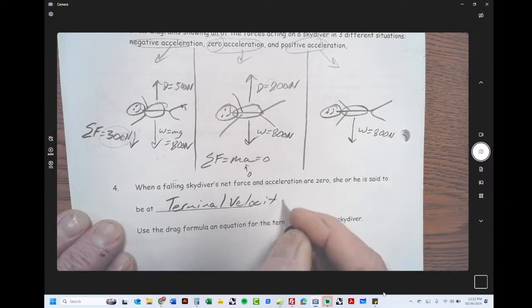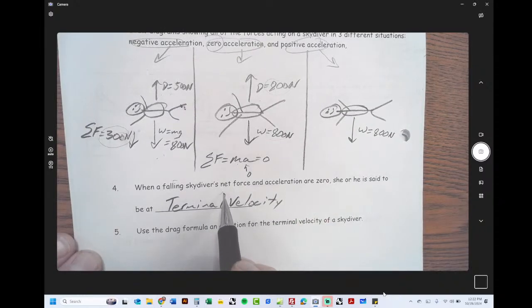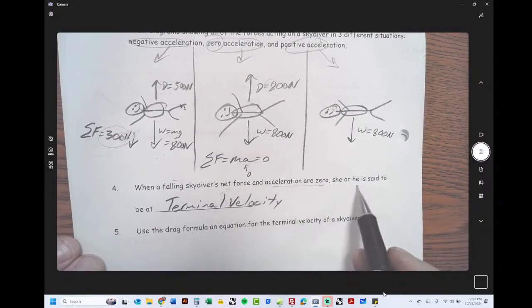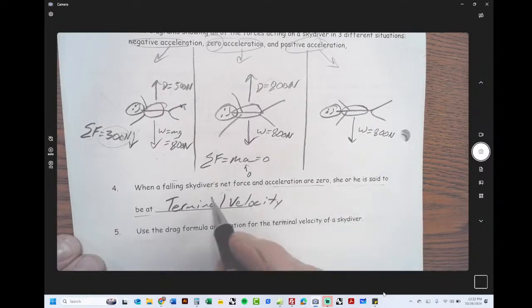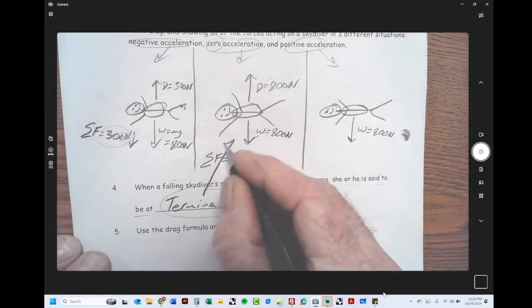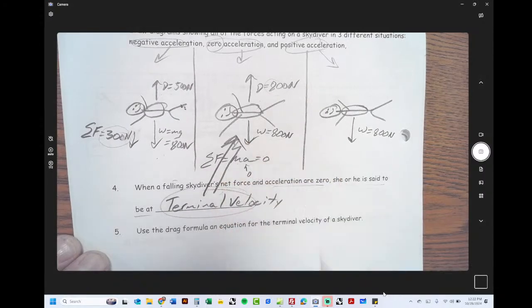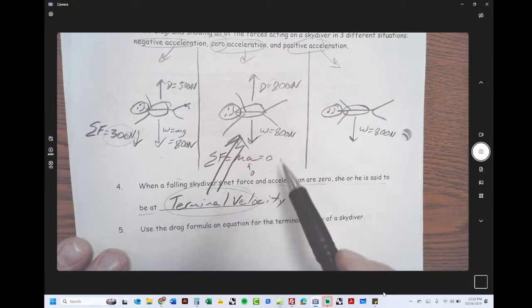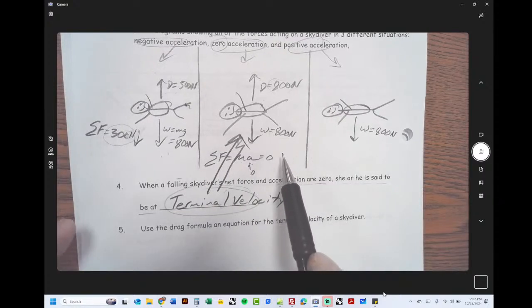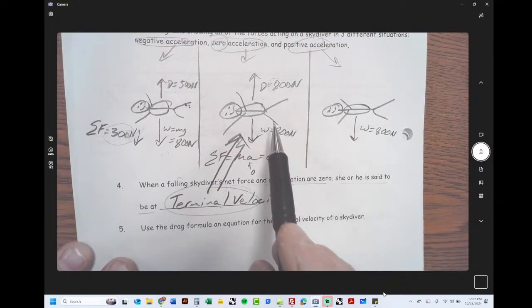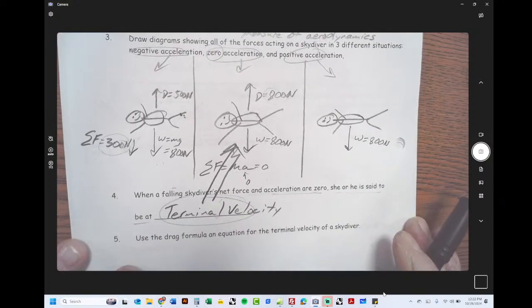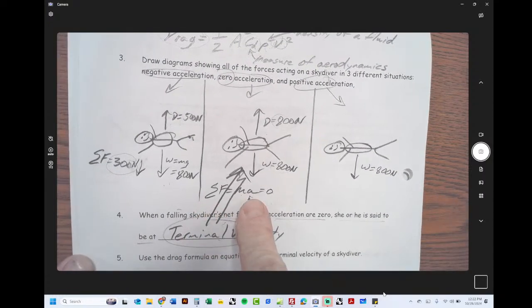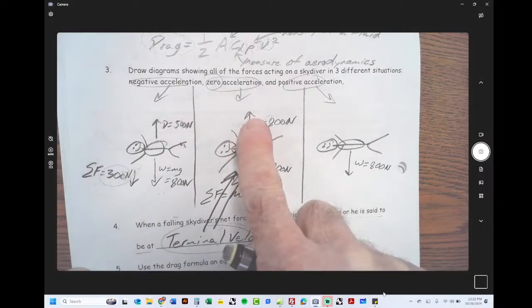velocity. When a falling skydiver's net force and acceleration are 0, he or she is said to be at terminal velocity because this is the last velocity you have. It's terminal. It's the end. You're done accelerating, whatever velocity that is. If you don't have a parachute, it's 120 miles per hour, roughly. So you reach terminal velocity where the acceleration is 0.